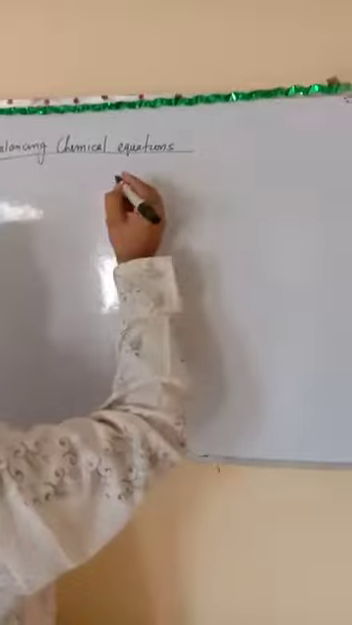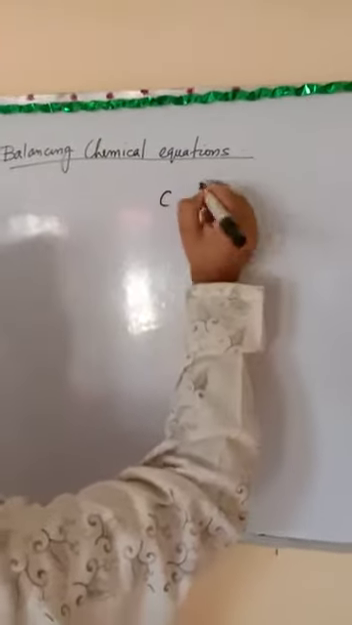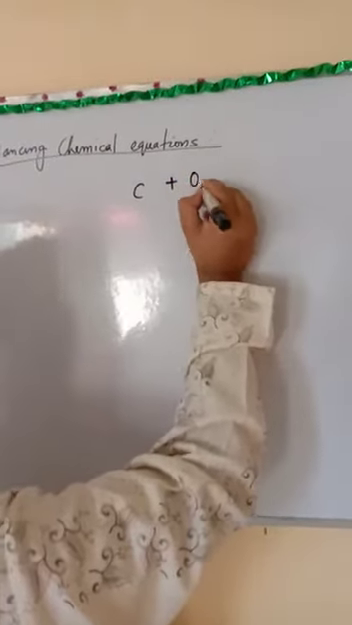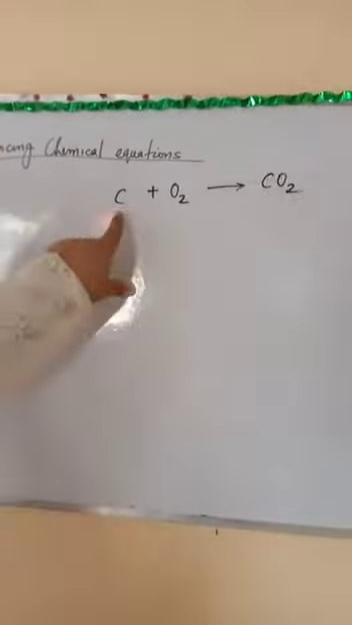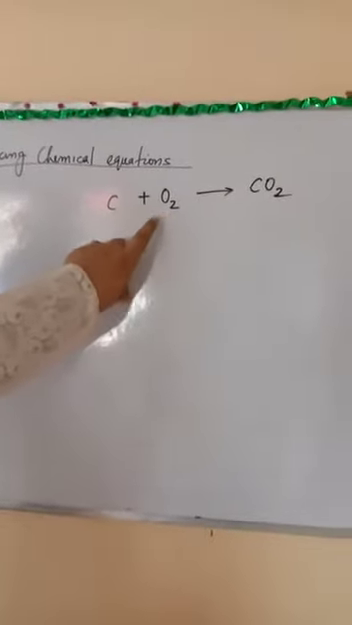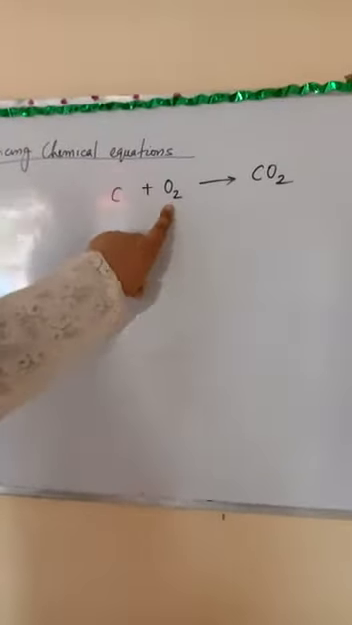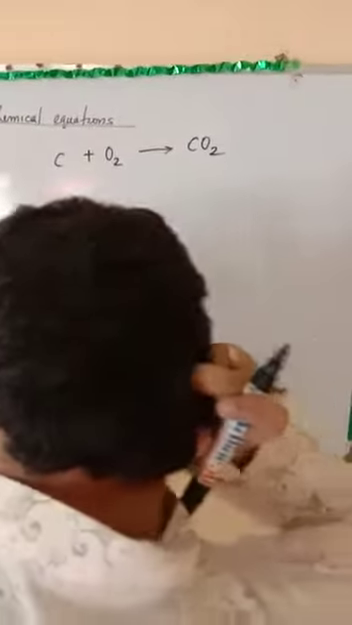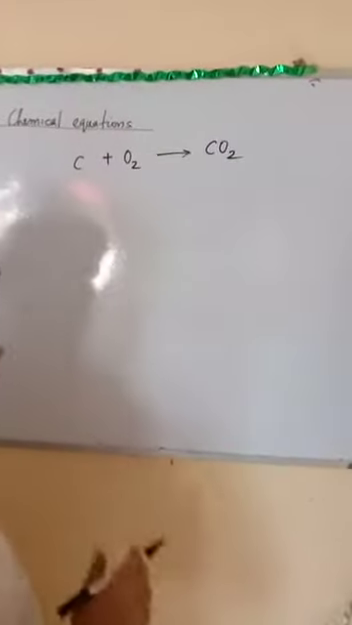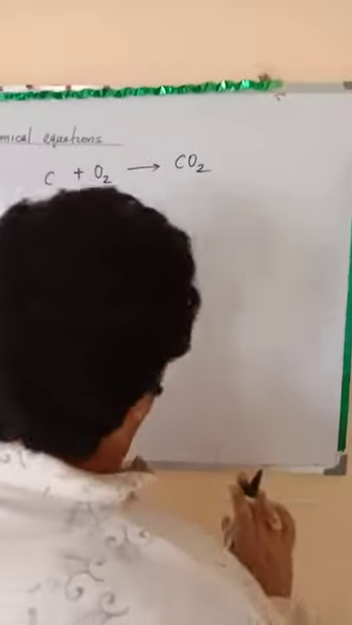So let's take a simple example. Take the example of carbon. It reacts with oxygen and you get carbon dioxide as a product. Now how many carbon react with how many oxygen to give you carbon dioxide? That is the question. Now, this equation is not balanced. We need to balance the equation. How can we balance it?